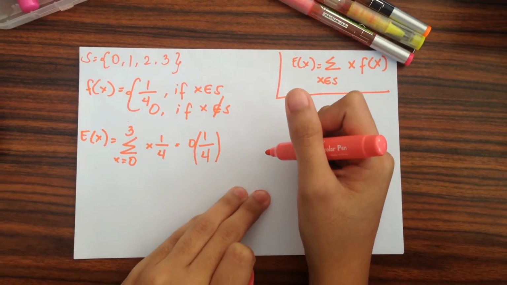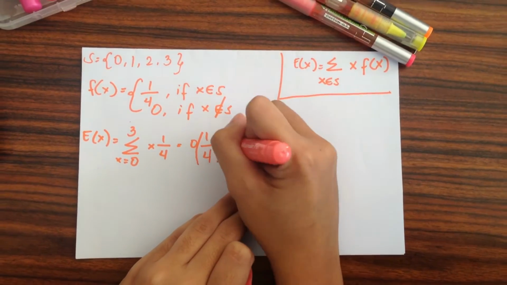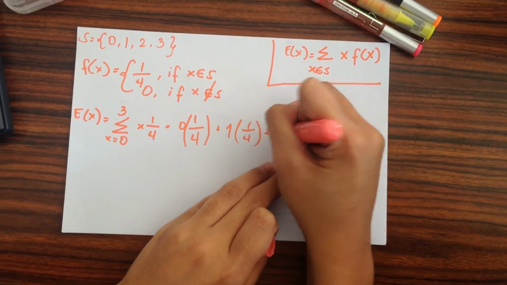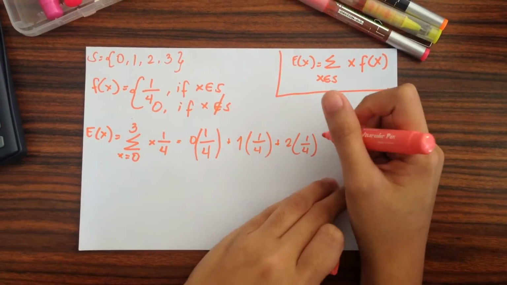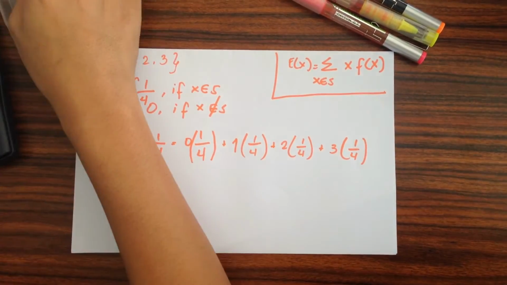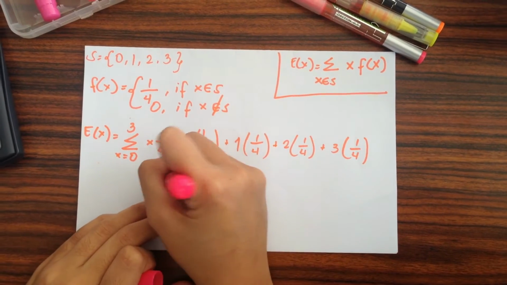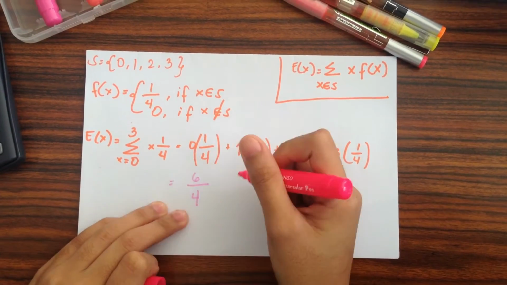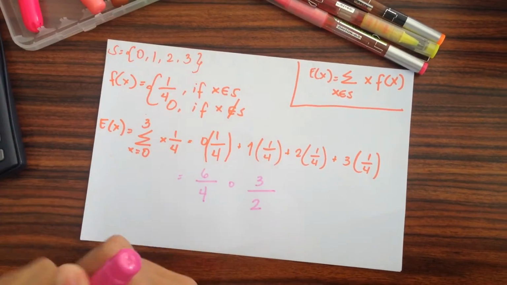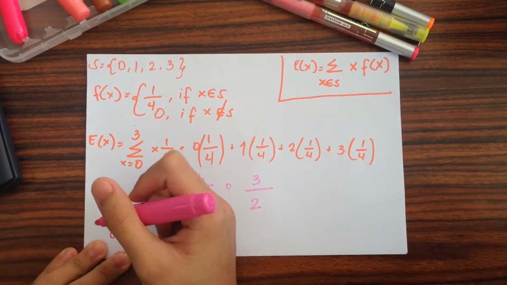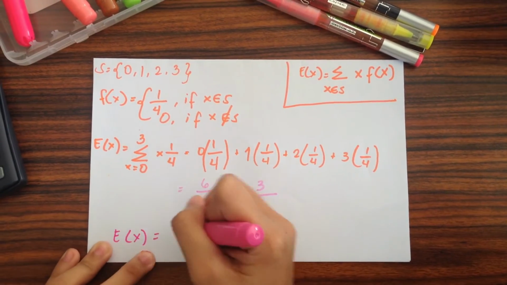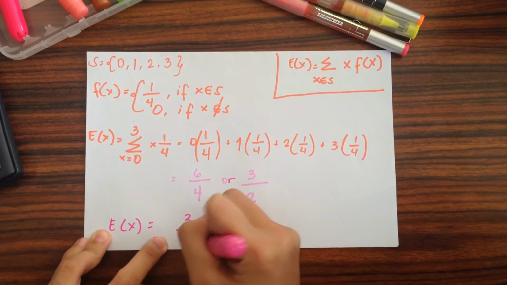Tapos yung x, substitute natin siya sa S, kaya 0 times 1/4 plus 1 times 1/4 plus 2 times 1/4 plus 3 times 1/4 is equals to 6/4 or 3/2. Our answer is 3/2. That is the final answer.